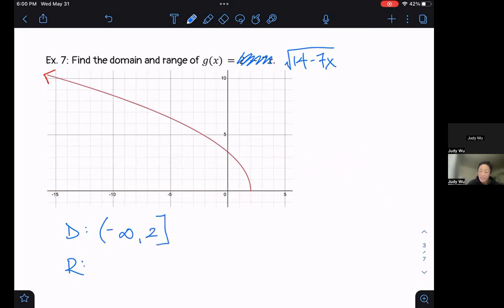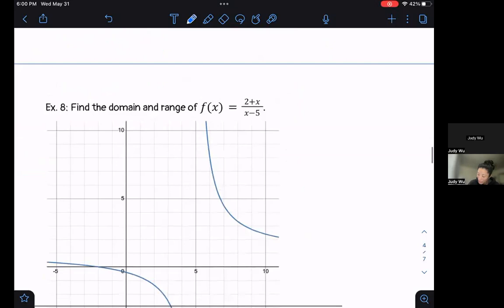Now, as far as the range goes, I want to scan up the y-axis, right? And I realize the function starts at a y value of 0, but this is going to keep going up forever and ever and ever. So I start at 0, I include 0, and I go to infinity.